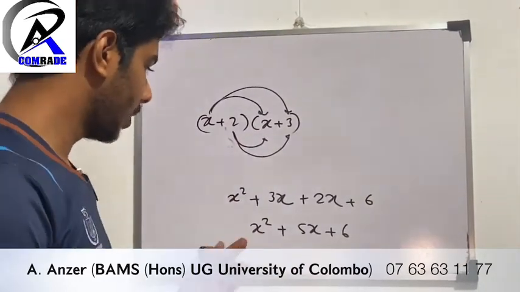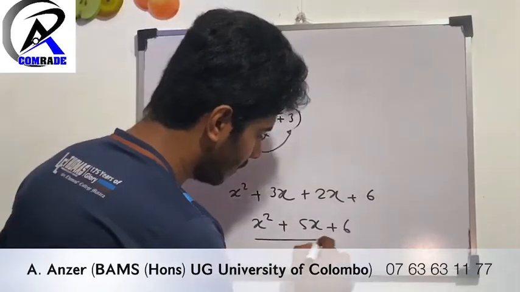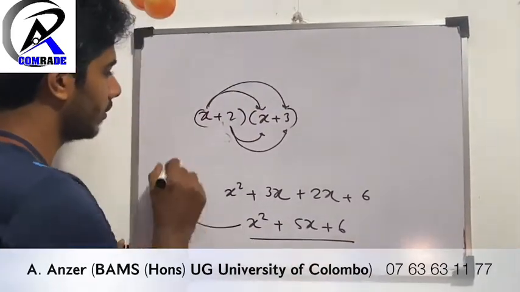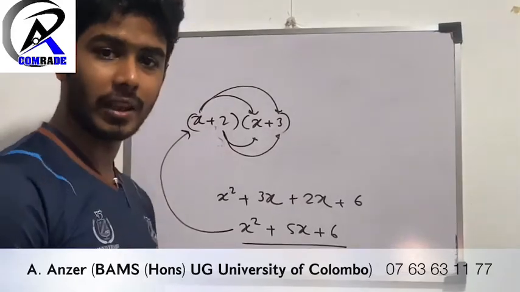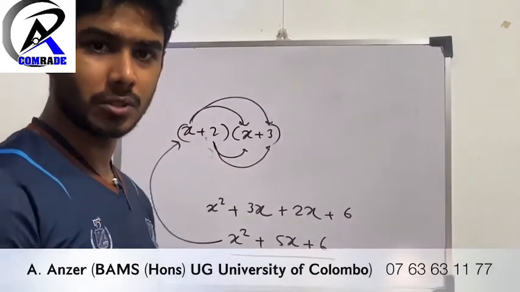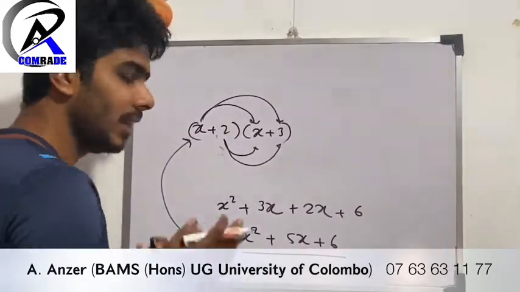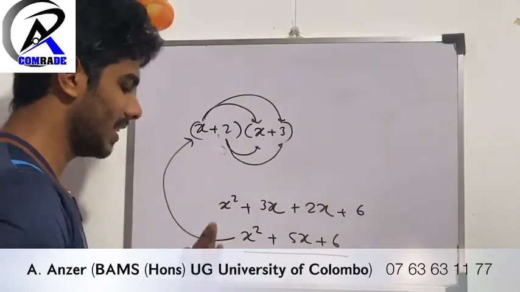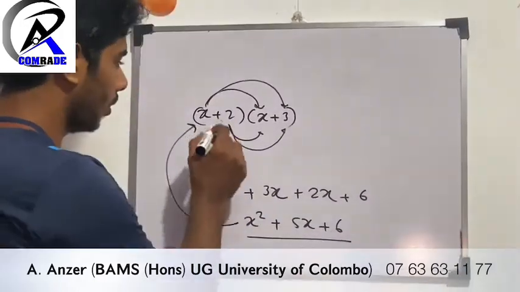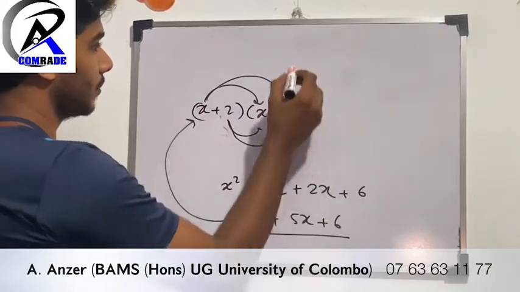Suppose they give this and you have to convert it into this: factorizing of quadratic expressions. So this is the lesson we have to see today. This is easy but difficult. Also, we can do this thing like this.